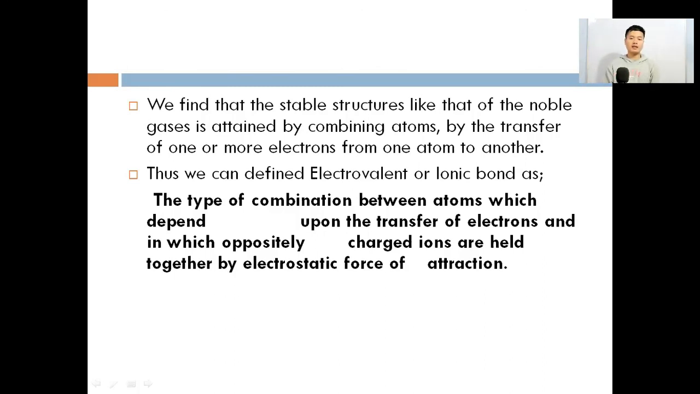Thus, we can define an electrovalent or ionic bond as the type of combination between atoms which depends upon the transfer of electrons and in which oppositely charged ions are held together by electrostatic force of attraction.